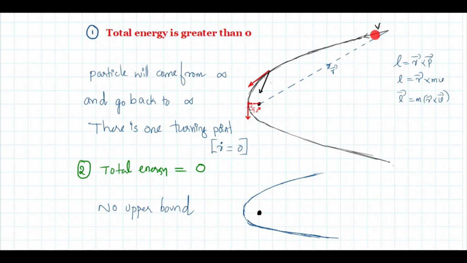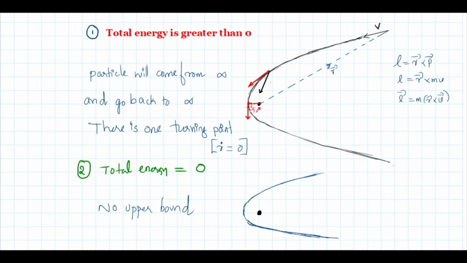So it will be like this, and the particle comes closer and closer to the force center, and this is the minimum distance, the distance of closest approach. The particle can never go beyond this, and then it will go back to infinity. So again the distance r increases. So r initially decreases up to this distance, the distance of closest approach, and then it goes back to infinity.